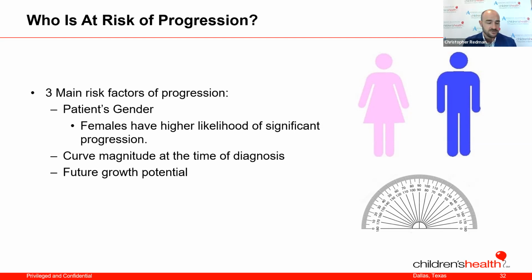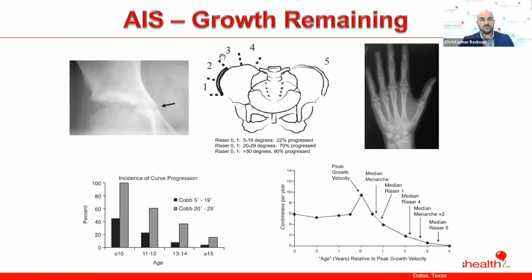So we need to figure out who is at risk of that progression and who may reach that 50-degree curve based on the growth that they have remaining. There are multiple ways that we can do this. So we know that females typically start their menstrual cycles around the age 12 and will complete growth around 14.